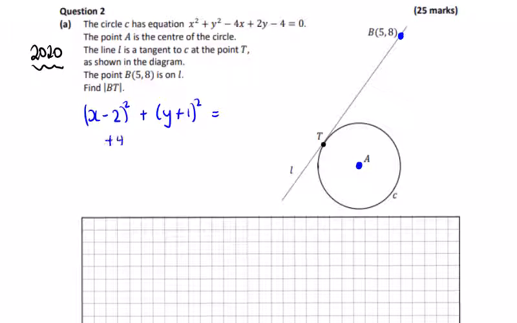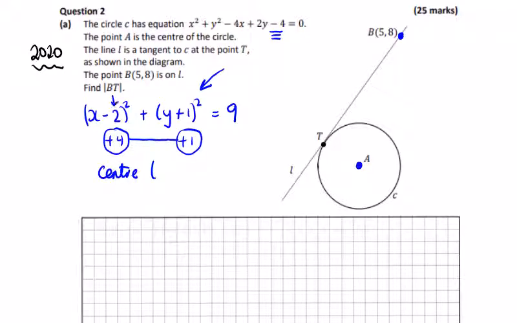We have a plus 4 from minus 2 squared. We have a plus 1. So we have plus 5, but we want minus 4. So I have to take away 9 from this left-hand side. So I bring it to the right and write 9. So we can see here that the center is, you just take these numbers and change the sign if you've been following what we've been doing before, (2, minus 1). And the radius is the square root of the right-hand side. This is r squared. So the radius is 3.